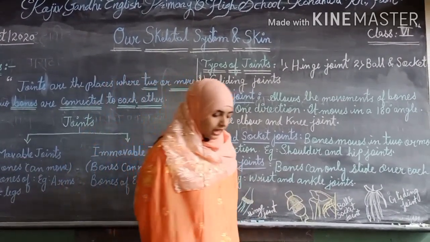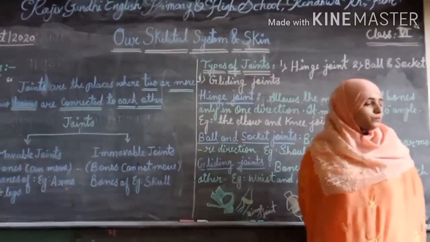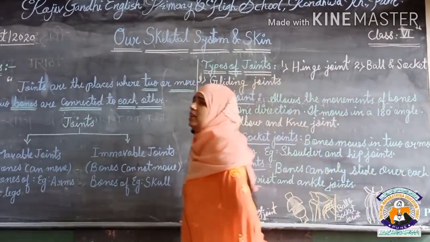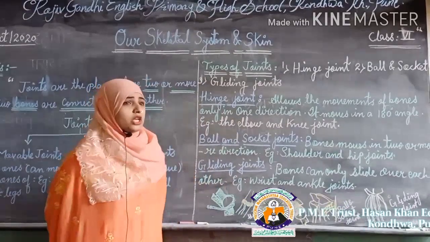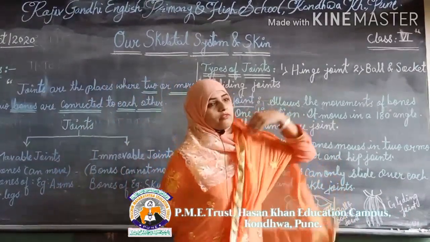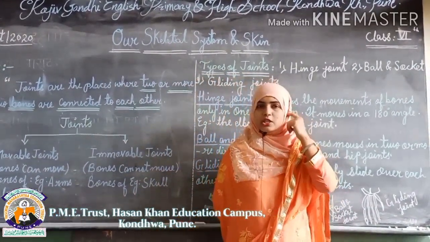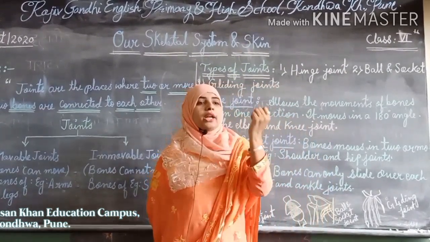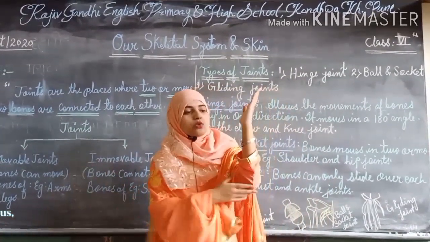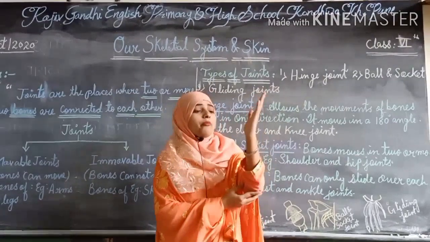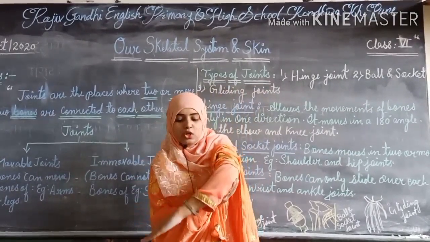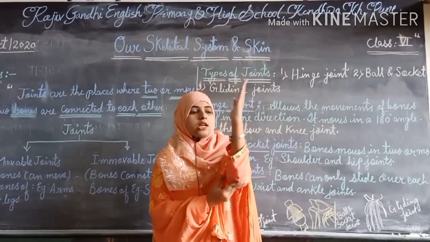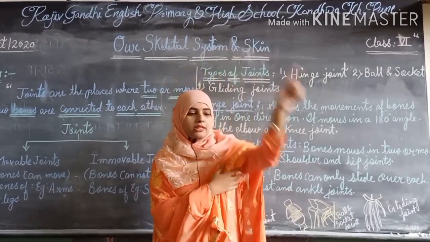You know the angles in geometry, the circle. A half angle is 180 degrees and a full angle is 360 degrees. So this movement or direction is only at a 180 degree angle. How much will its movement be? Only in one direction of the 180 degrees of the circle. Likewise, for example, this is a circle.